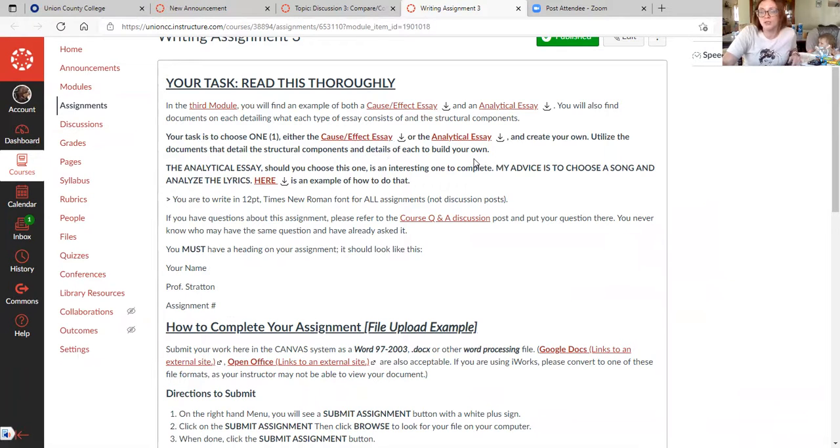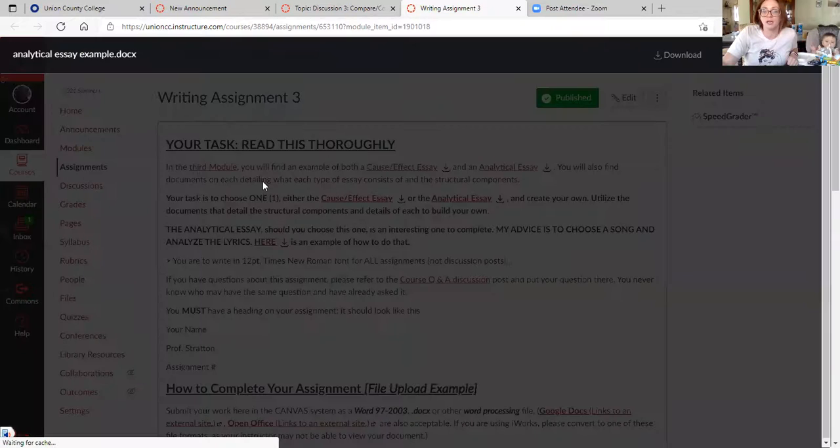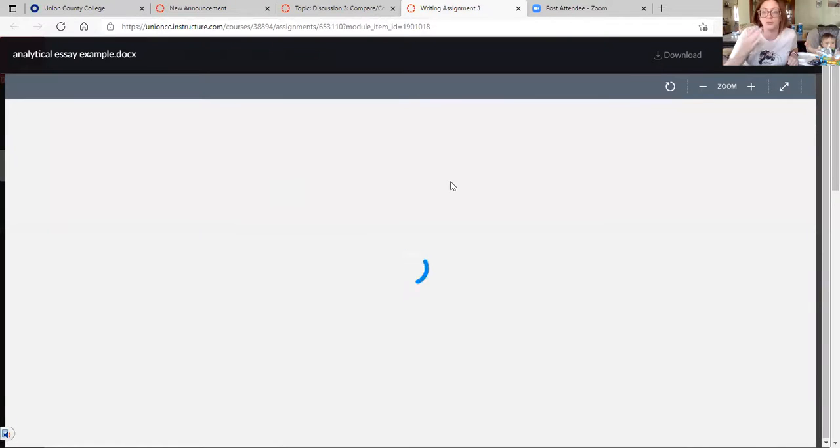So I'm going to also add 2 other things. I have a particular example that I use of how to do the song lyrics because right here it says, analytical essay, should you choose this one, is an interesting one to complete. My advice is to choose a song and analyze the lyrics. So here's your example that I told you I was going to download.